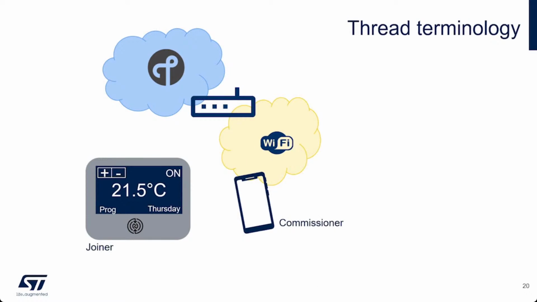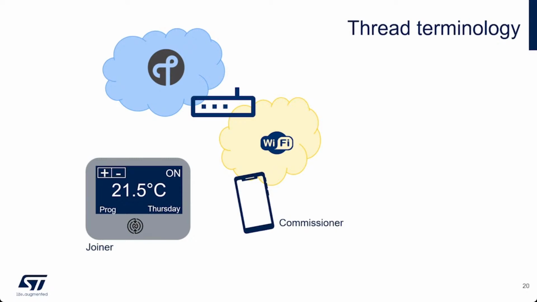Thread uses some distinct terminology to describe portions of the network. A joiner is a device added by a human administrator to a commissioned Thread network. The joiner does not have network credentials. An example would be a thermostat.